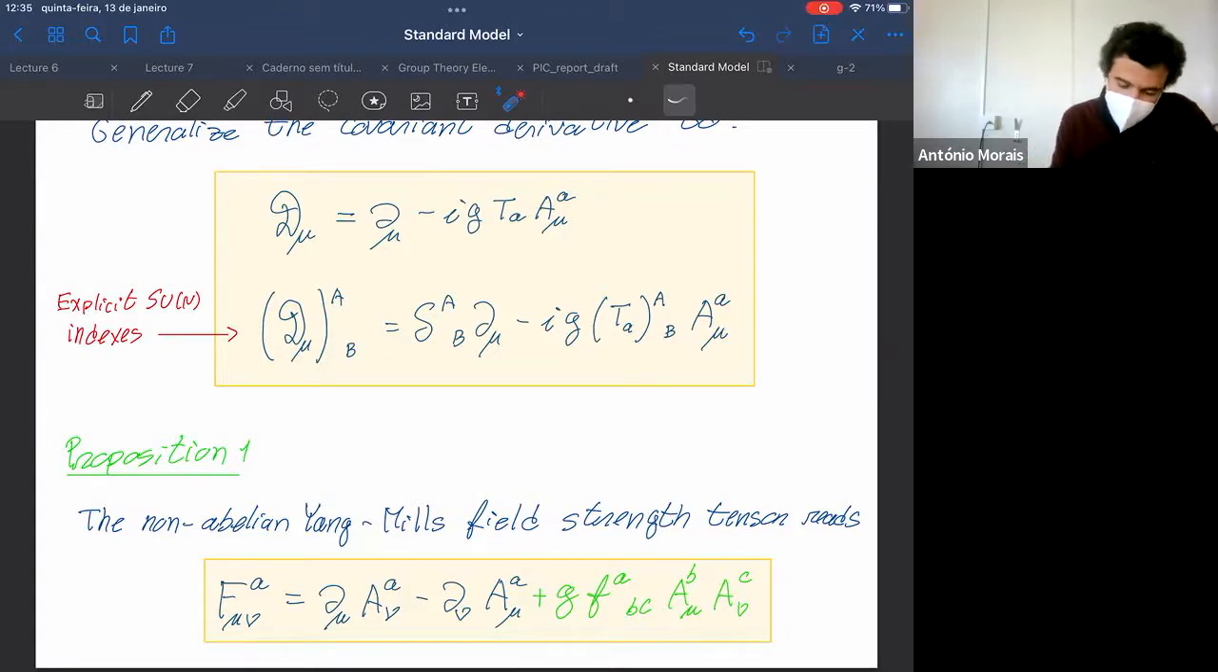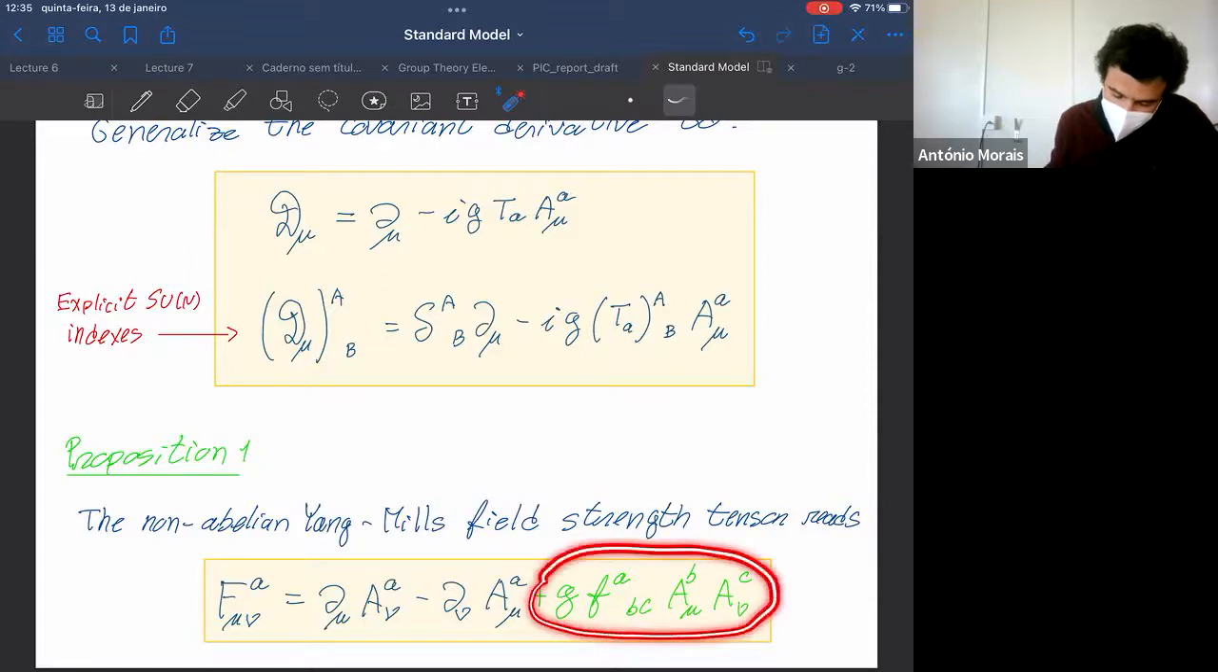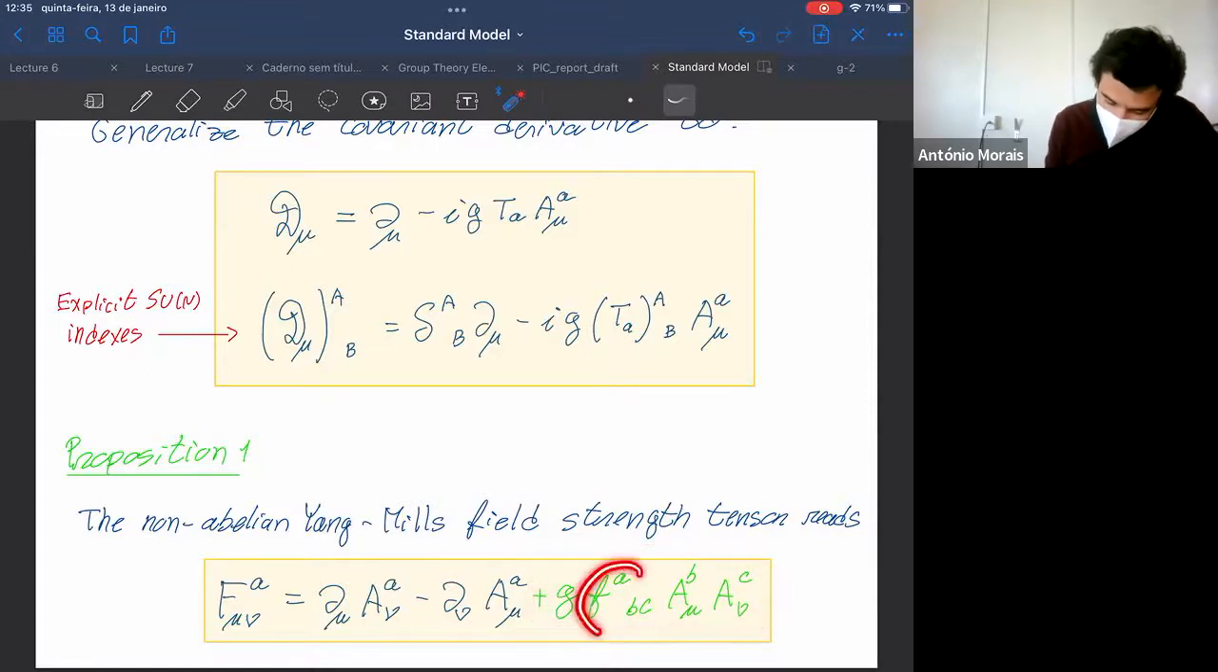The non-abelian Yang-Mills field strength tensor reads in the following way. F mu nu equals a part that looks like the abelian case, but then there is an extra term added to it, where f A B C are the structure constants. Now note, typically, most particle physicists put the indices all up or all down, as we discussed before, and as I did actually in the first examples.